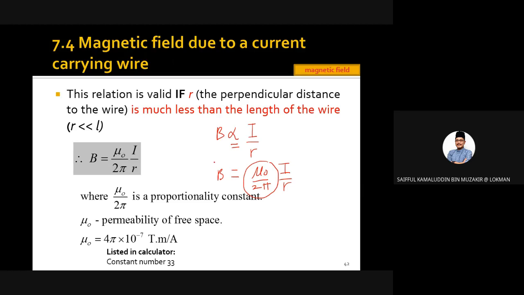So mu naught is the permeability of free space. You could always find the value from your calculator. If you follow your calculator, you could find the value using the constant number 33. But I have shown you how to use the constant in one of my videos. So make sure you hit the right constant number 33. You will get the value.